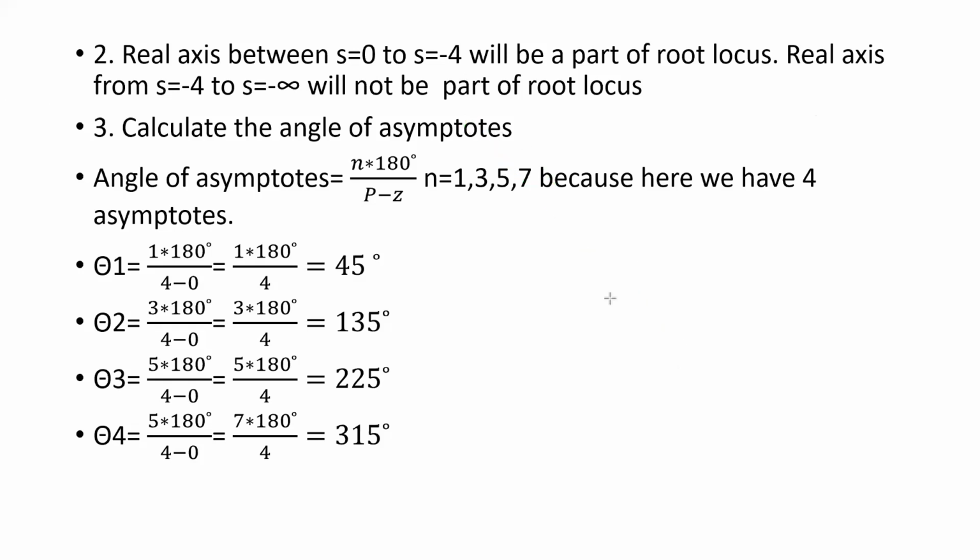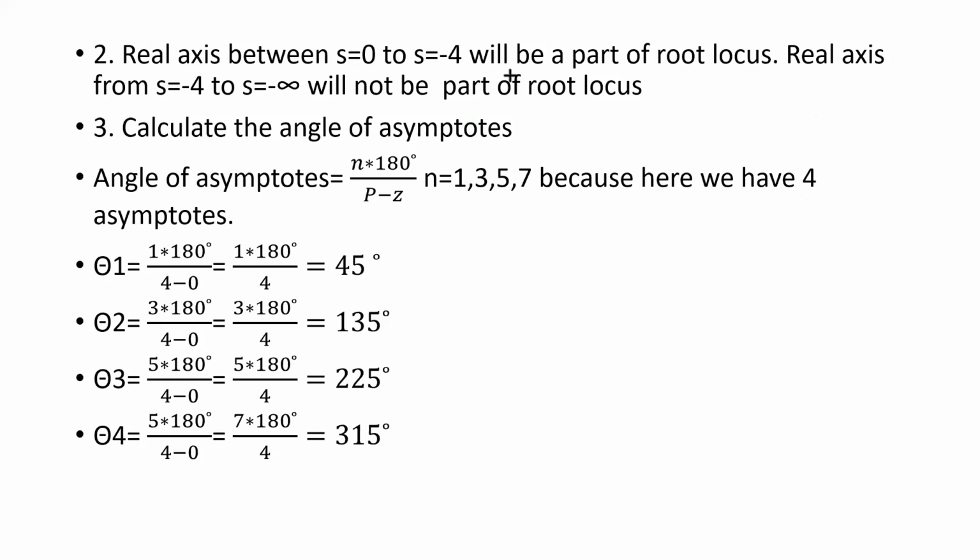So now how will it move? Will it move like this? Will it move like this? Will it come down like this? So there is a line which is going to help it go. That is called asymptotes. And because we need 4 asymptotes, based on the equation, we calculate the angle.